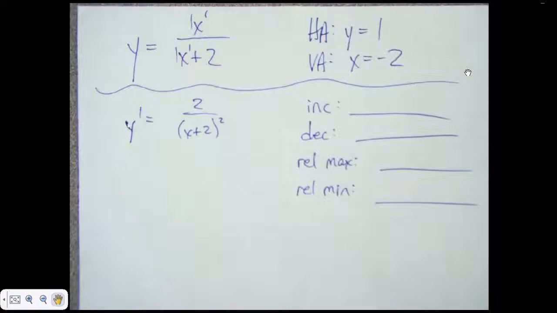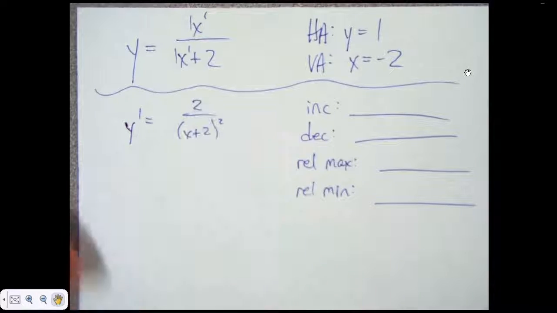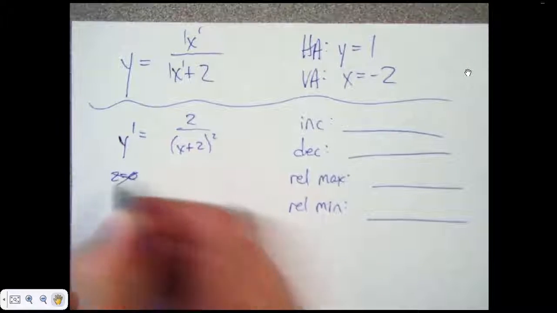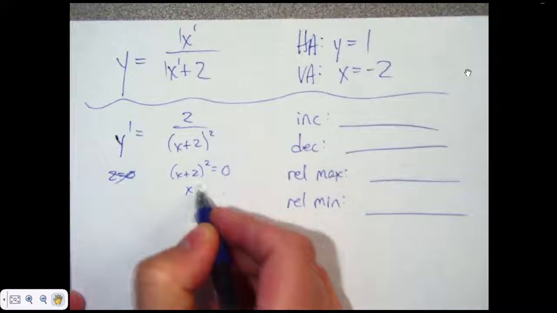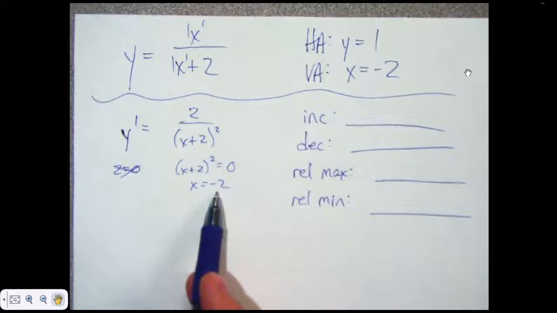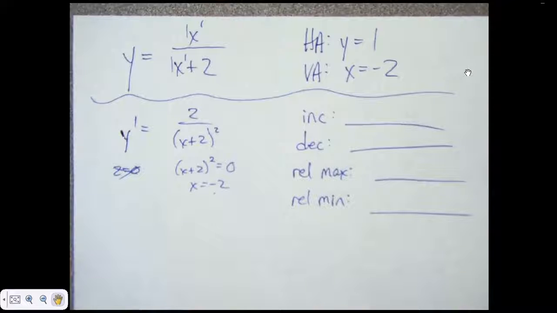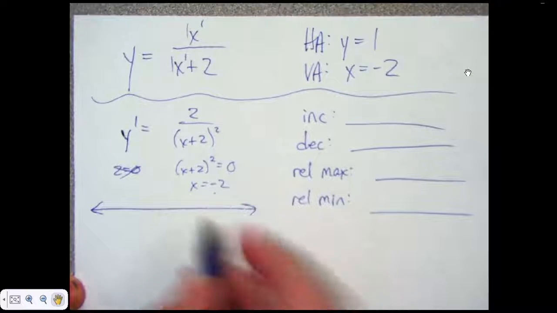So the first thing I'm going to do there is find critical points. Remember, you find critical points by setting the top and the bottom equal to 0. If I set the top equal to 0, 2 equals 0 never happens, so that's nothing. (x plus 2) squared equals 0. Remember, that squared doesn't really mean anything. So we end up with x equals -2, which I already know is a vertical asymptote. So is it possible for -2 to be a relative max or relative min? It's not, but we still might get a change there. It still splits the graph, and it might be increasing on one side, decreasing on the other. It's possible. It's important. It just can't be a relative max or relative min.